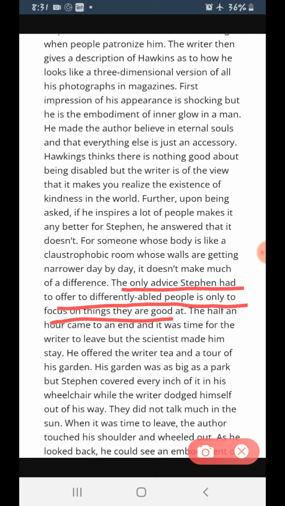Like suppose we talk about a lame man, lame means langda. If he tries to run, it would be very difficult for him, because he is differently abled. He is not able to run, he is not able to walk. He can try, it is not that he can never, but it will be very difficult. So, if that lame man has a good imagination, then he can put his imagination into words and become a writer. This is what Stephen Hawking said: a differently abled person must focus only on those things in which they are good.